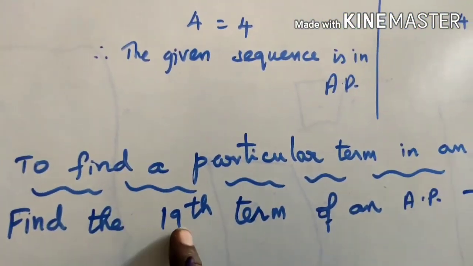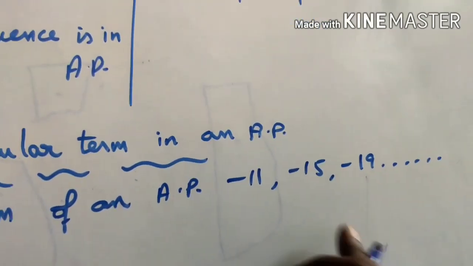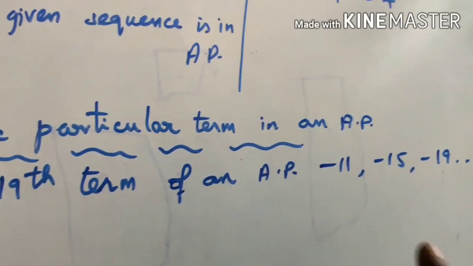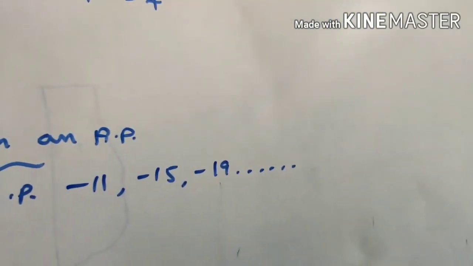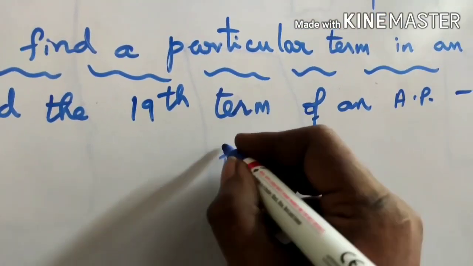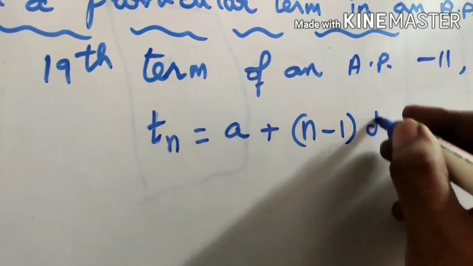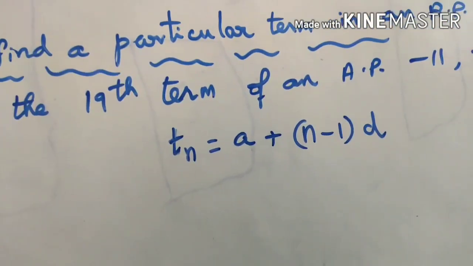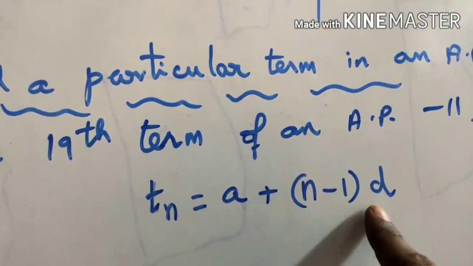See here, find the 19th term of an AP. This is one AP they have given: minus 11, minus 15, minus 19. Totally 3 terms are given. So we have to find the 19th term. See here, the formula is Tn equal to A plus n minus 1 into D.